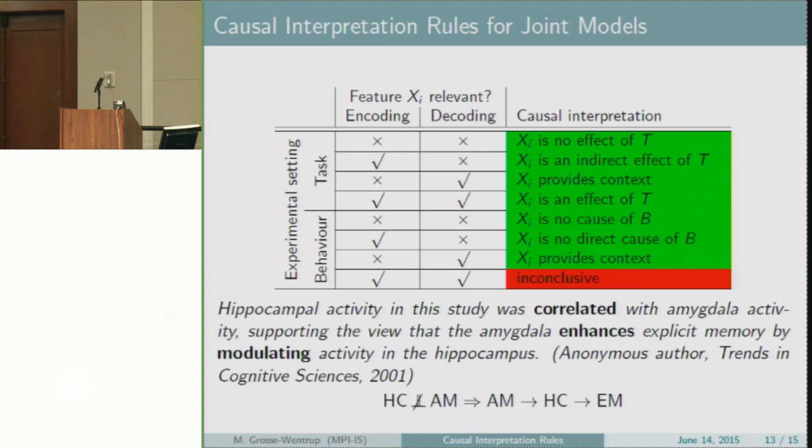However, this chain makes testable predictions. This chain here implies that in an encoding model, amygdala activity and explicit memory are dependent on one another. So in an encoding model, you should find amygdala activity to be relevant. But in a decoding model, amygdala activity should become irrelevant because it only modulates explicit memory via the hippocampus. Unfortunately, these conditions are not sufficient to conclude this model, but at least this model makes testable predictions that you can test, and you could reject this model if this is not met.